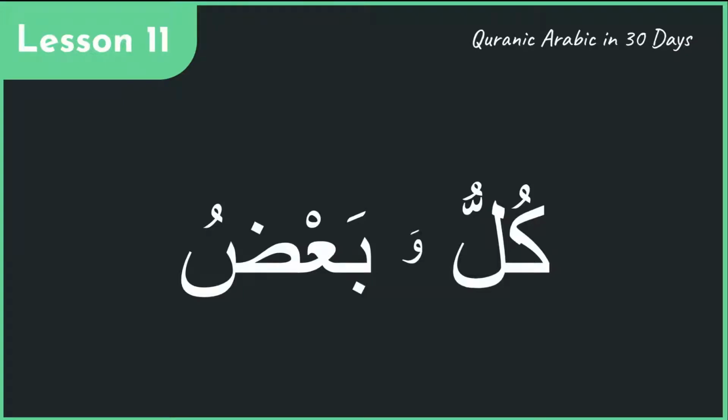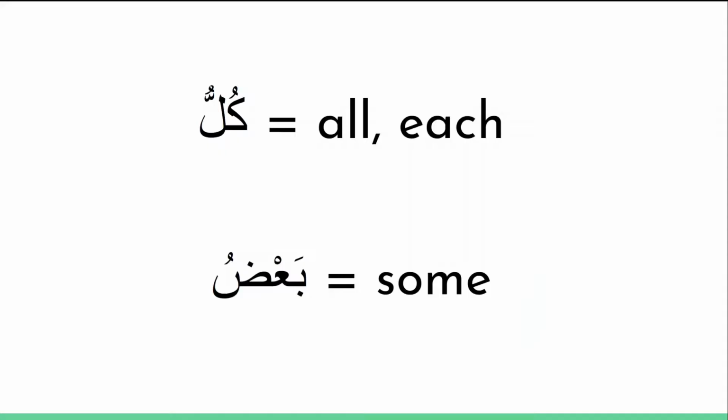We're starting the second ashra of the course. And in today's lesson we're going to focus on two words in Arabic, kullu and ba'du. These are both very important and very common words that are used when I'm trying to describe how much of something there is. So kullu means all or each or every. Ba'du means some.